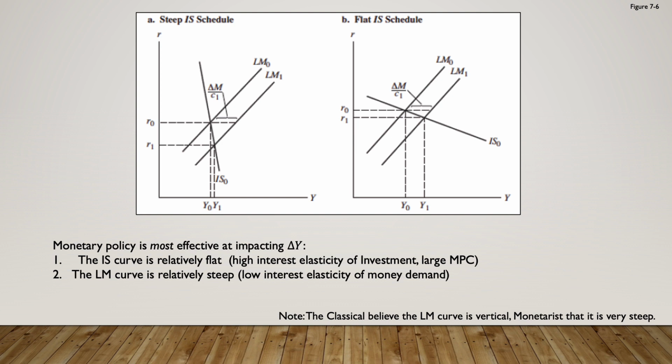Note that for the classicals, they believe the LM curve is vertical. Monetarists, on the other hand, feel that the LM curve is relatively steep. And so classicals and monetarists think that monetary policy is a hugely significant force in the economy. Now, for classicals, this means don't use monetary policy because it can generate inflationary trends very powerfully. For monetarists, they'll think that monetary policy is very important and fiscal policy is not so important because it's not as effective.